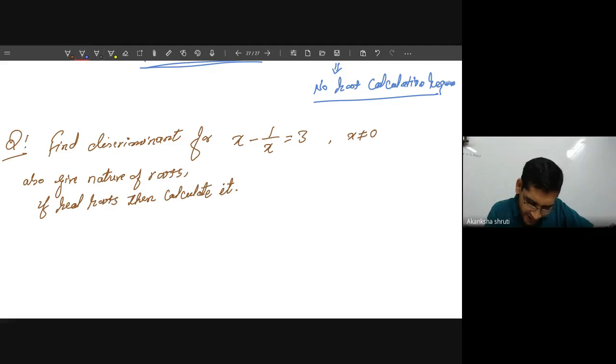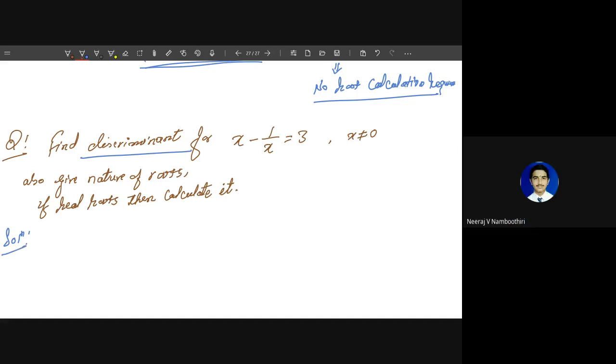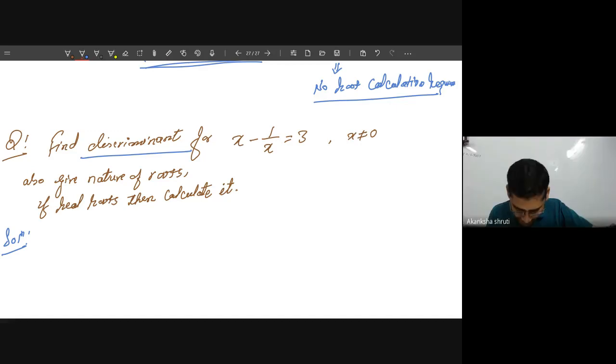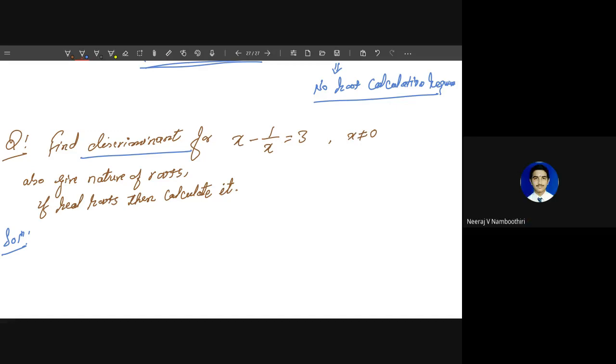We have to calculate the discriminant first. Mean D we want to know. Sir, yes sir, D equal to 13. Very good. Sir, and value of x equal to 3 plus or minus root 13 by 2.